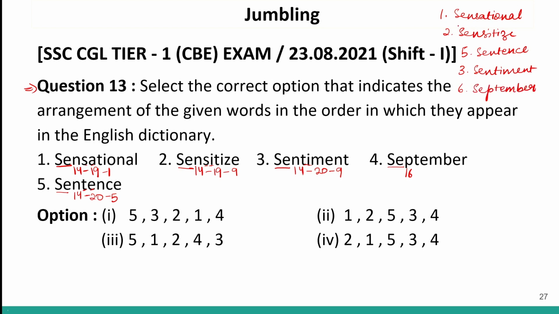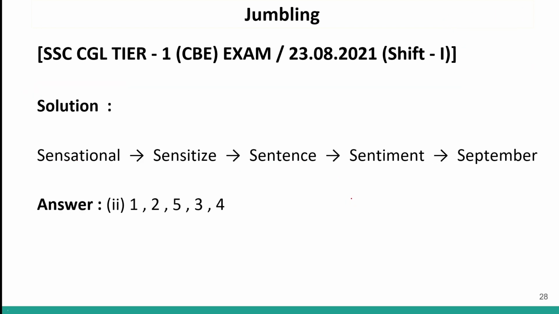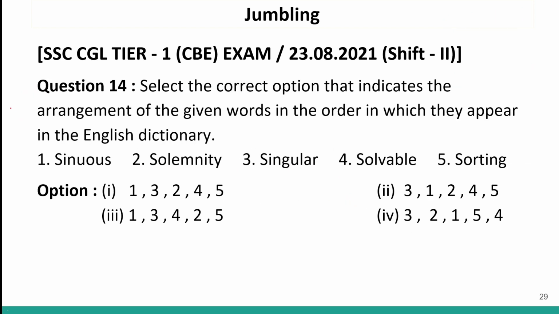So the correct sequence will be 1, 2, 5, 3, 4, and 1, 2, 5, 3, 4 is given in option number 2. So option number 2 will be your correct answer. Clear? Now, question number 14 again.